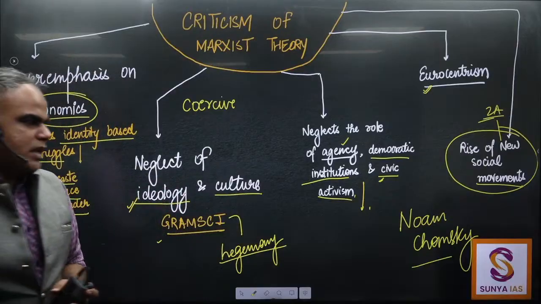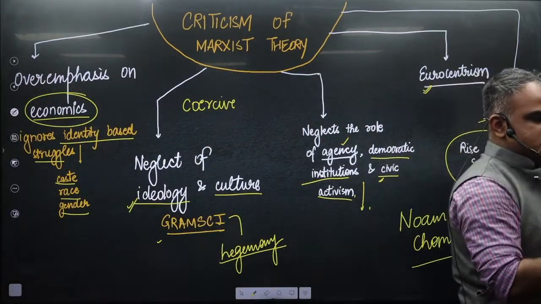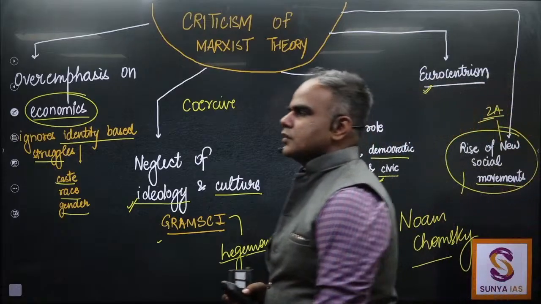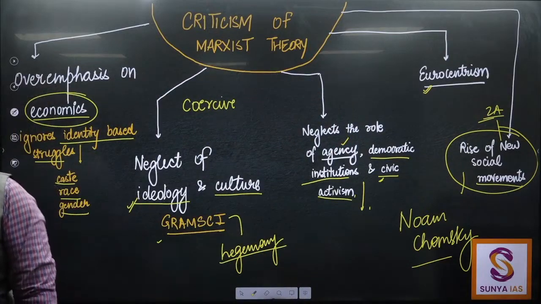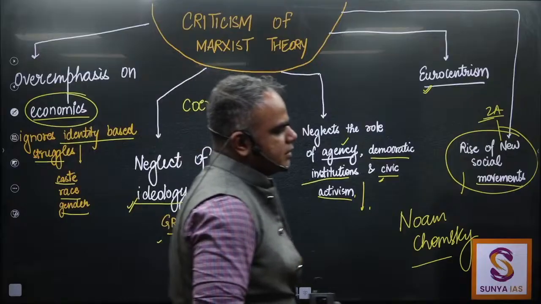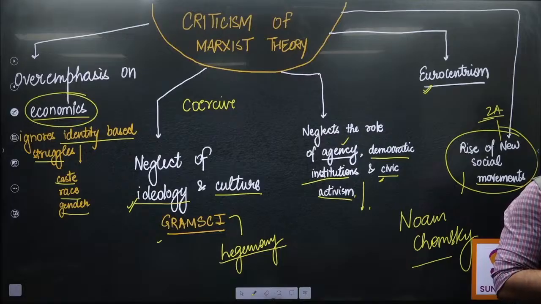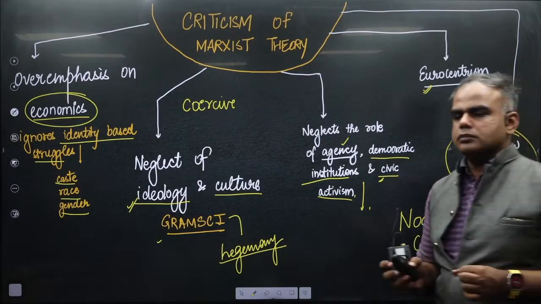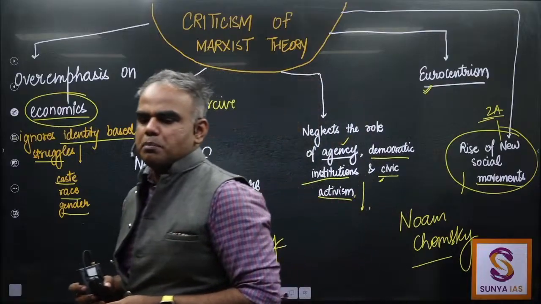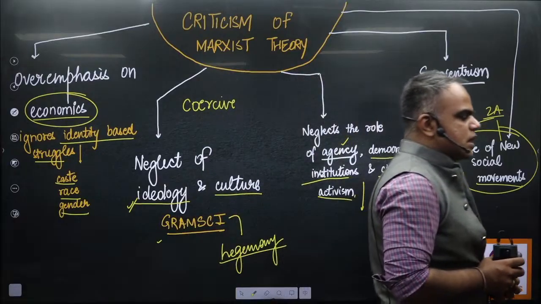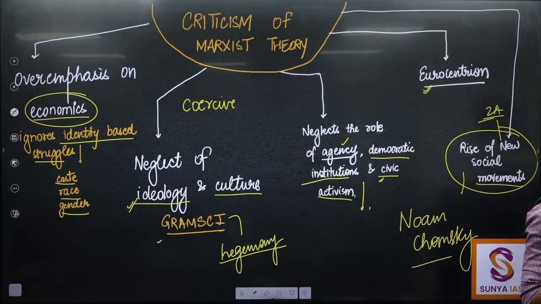Okay? So here just write down one line. This will explain this very well. Under the rise point, just put a dash and write: feminist, environmental, LGBTQIA plus, anti-caste movements don't perfectly fit into the class struggle framework.